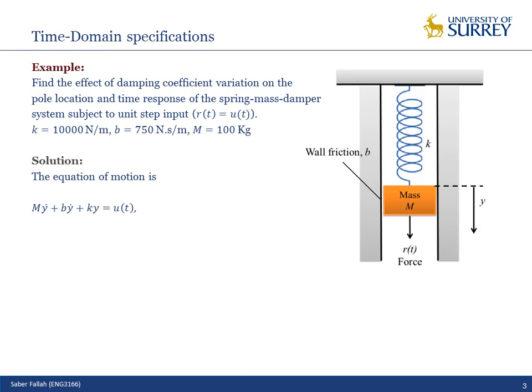So, for this simple system, if we write the equation of motion, it will be m y double dot plus b y dot plus k y equal to u(t). Sorry, there is a typo here. K is the stiffness of the spring, B is the damping coefficient or damping friction, and M is the mass of the system.